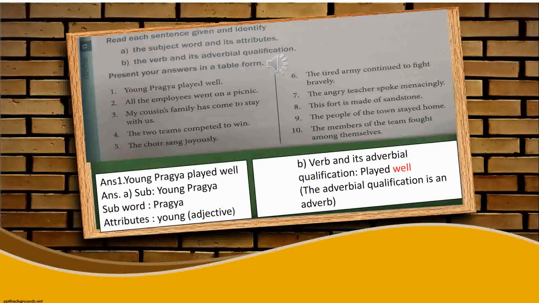So in a similar way, you can do the rest of the sentences yourself. And one more condition is given here in the question, that you have to write your answer in table form. Make separate columns for each one: subject, subject word, attributes, verb, adverbial qualification, like that. And you have to write the answers in their own places after making a box. I hope all of you understood.